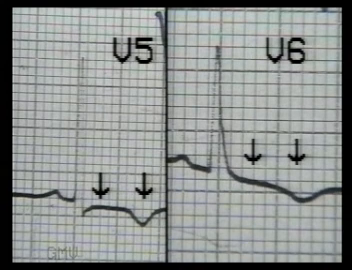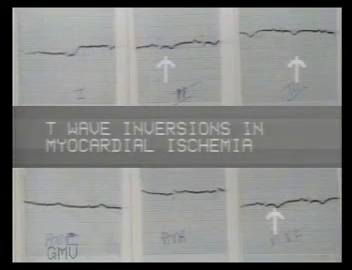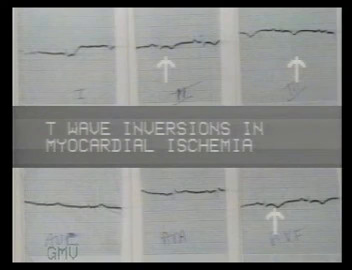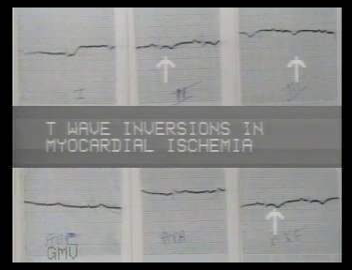So if the leads V5 and V6 show ST segment depression and flat or inverted T waves in a patient without left ventricular hypertrophy, myocardial ischemia should be suspected. The second change that may be seen is inversion of T waves in anterior or posterior limb leads. Note the T wave inversions in leads 2, 3 and AVF.